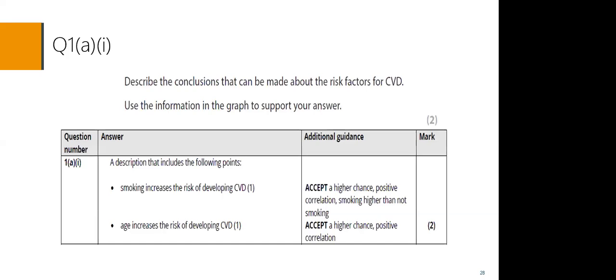Right, so we're going to have a look at a question. Describe the conclusions that can be made about the risk factors for CVD. Use the information in the graph to support your answer. Again, this question is from the SAMS paper, and some information was given about the risk factors for CVD. There are 2 marks available, and there are 2 marking points.